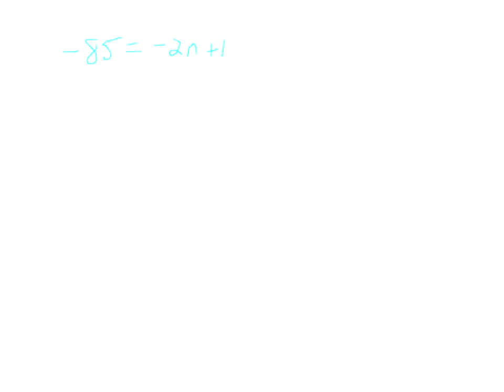2n minus 1. So what I'll do here is, again, I'm undoing what's being done. I'm going to add 1 to both sides to undo the subtracting 1. This gives me -84 equals -2n. Divide both sides by -2, and I get n equals 42. So the 42nd term in this pattern would have the value of -85.